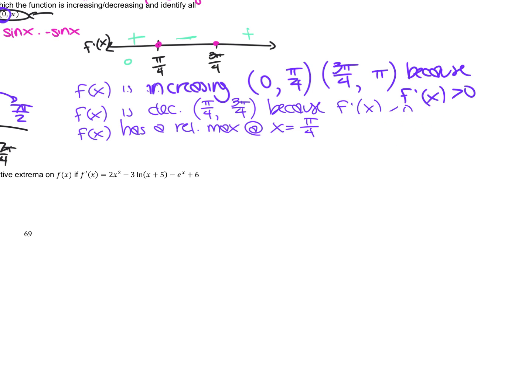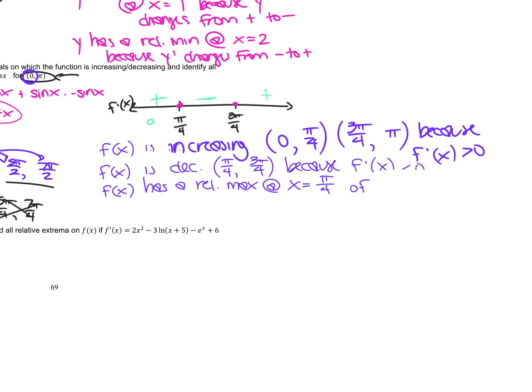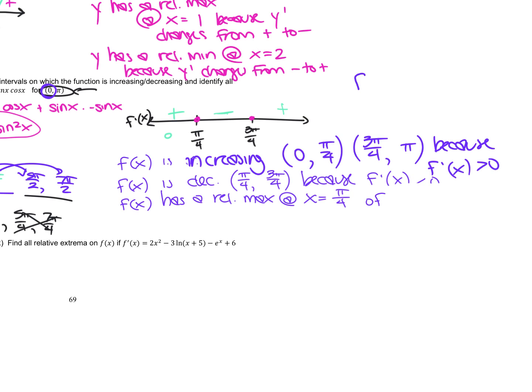I'll erase this for a minute. We have a relative max at x equals pi over 4 of the y value. How could you find the y value at pi over 4? Go back to the original and say, what is f of pi over 4? That's sine at pi over 4 times cosine at pi over 4. So root 2 over 2, root 2 over 2. If I multiply those, what am I going to get? 1/2. This 2 times 2 is 4.